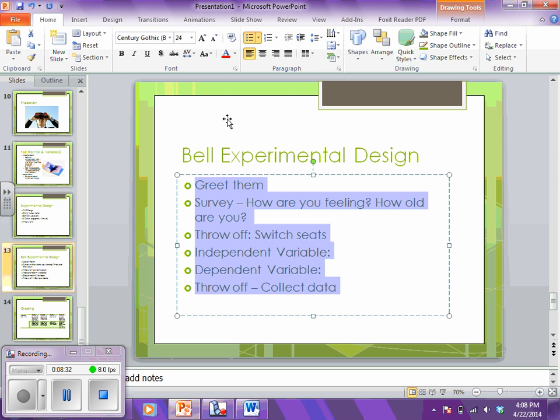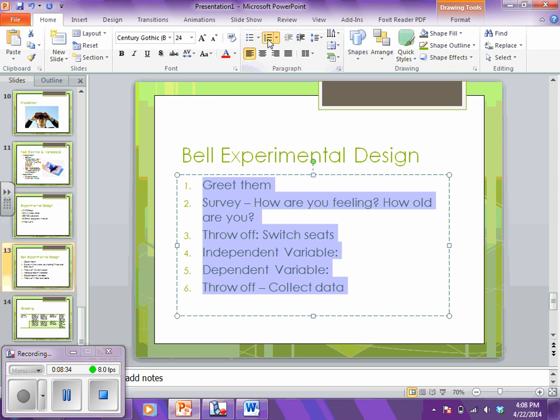Now let's see, how many steps do I have here? I don't have them in bullets, so let me look here. I am at 6, and we want to have about 7 things, so maybe I just do an end greeting, and that is how my experimental design is going to work.